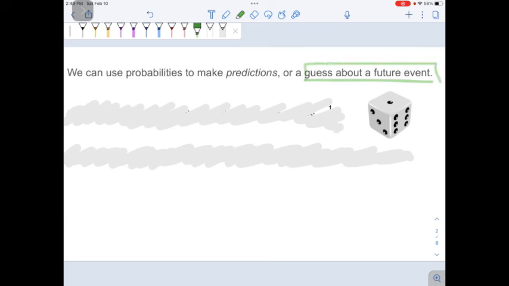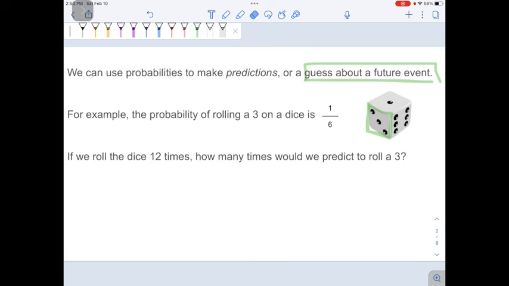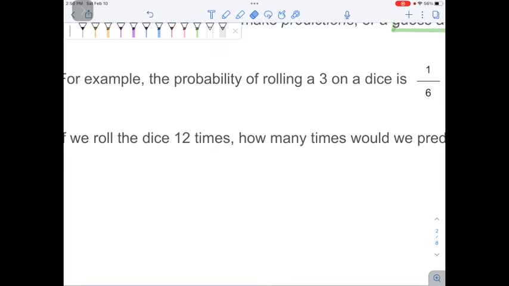hasn't happened yet. For example, the probability of rolling a 3 on a dice is 1/6 because 1 out of the 6 sides has a 3 on it. 1 out of the 6 outcomes. So if we roll that dice 12 times, how many times would we predict to roll a 3? I haven't done it yet.